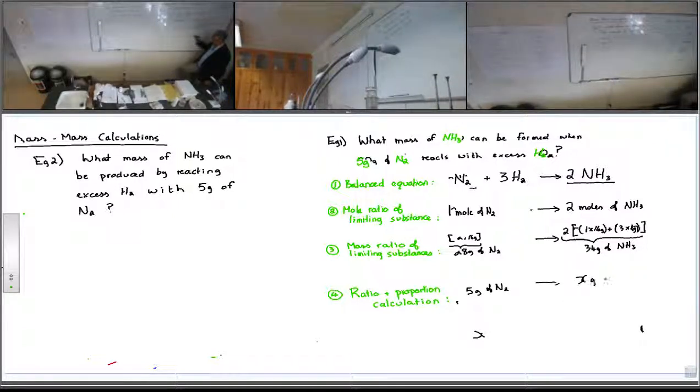X grams of NH3. Let's do our little ratio and proportion. I'm going to say 5 divided by 28 times 34 over 1. That is what X is equal to. You agree? And that works out to be 6.07 of NH3.